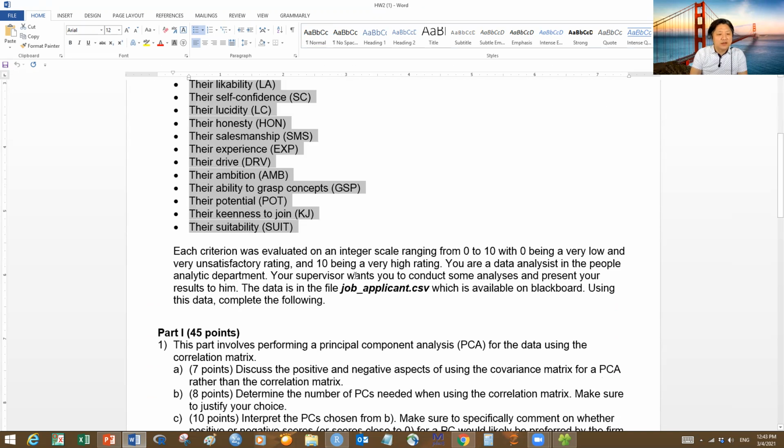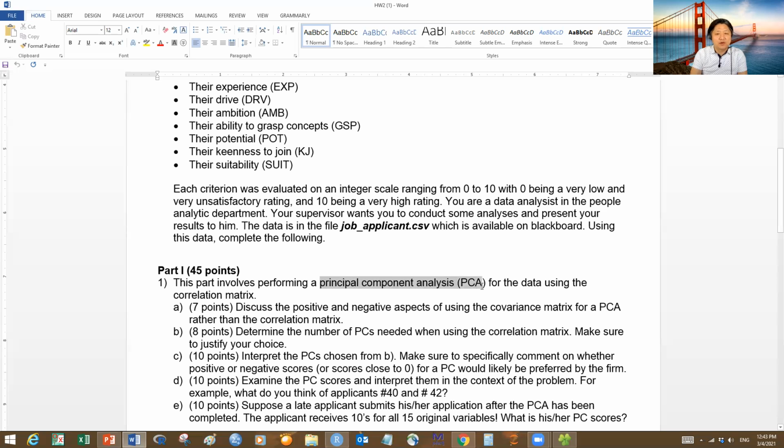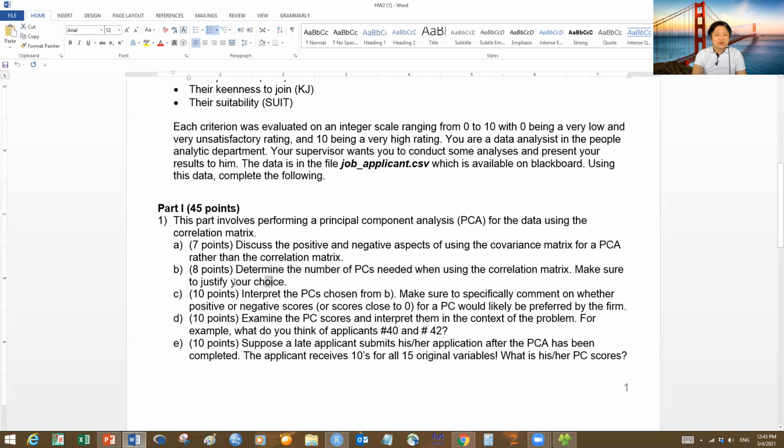So using this data, this is job applicants data. And the first question is principal component analysis. You have 15 variables, but please reduce the dimension using principal component analysis, okay? So do you want 2 principal components or 3 or 4 or 5, right? So run principal component analysis and determine the number of PCs, okay? And then justify your choice. So why did you choose 4 principal components or 5 principal components, okay? And then interpret the PCs.